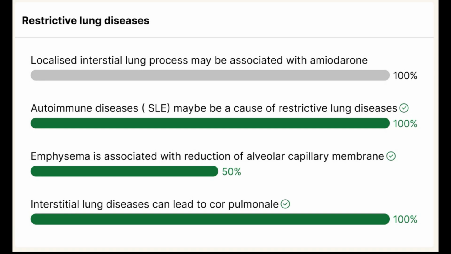Interstitial lung diseases causing cor pulmonale is correct because many of the interstitial lung diseases will eventually cause hypoventilation and hypoxia, and the reaction of the lung to hypoxia is precapillary vasoconstriction, so pulmonary hypertension. And as Tawhid said, there will be decompensation of the right ventricle and acute right ventricular dilation, also known as cor pulmonale.